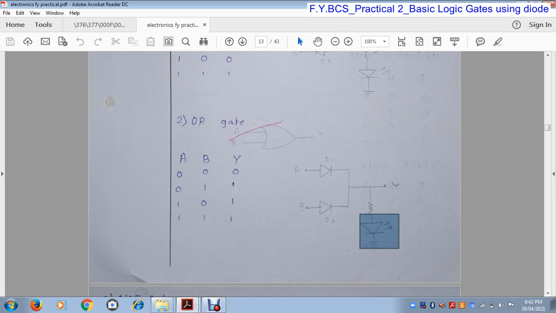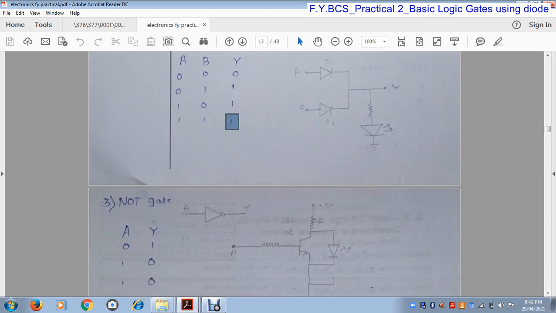The current will flow from both diodes and all the current goes to the LED, and when current flows through the LED, it will blink. That means it represents one output. So in this way we have considered the OR gate using diodes.